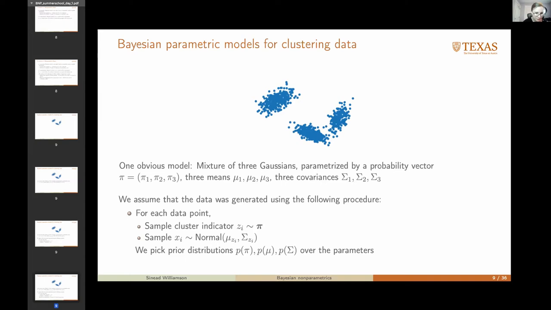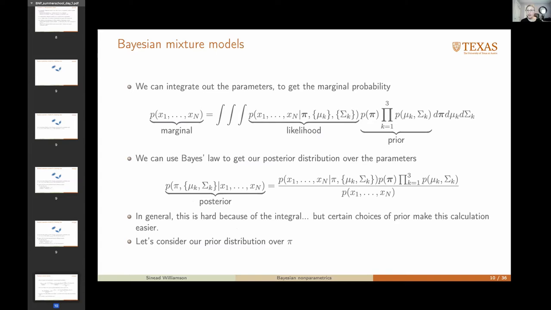Now, once we set this up, then we can start doing fun things, right? So I've specified my prior. Here I've assumed that the prior on each of the clusters is the same. So the overall prior is the probability of the proportions times the probability of each component's parameters. I know the likelihood of my data, right? I know that I'm assuming the data was generated according to a mixture model that I just specified. I can integrate out these prior distributions to get the overall marginal probability of my data.